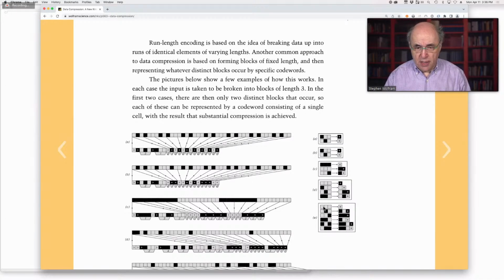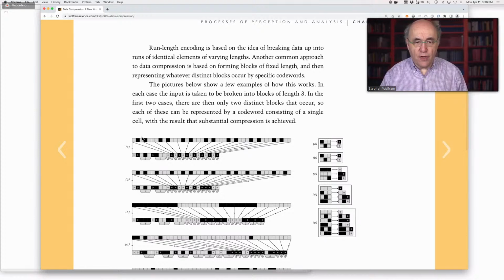So in this case here, we're seeing that the block white, white, white is encoded in a single white cell, whereas the block white, black, black, which is less common, is encoded in black, black, white, white. Okay, so the way this has to work is you first have to specify what the code words that you're going to use are.